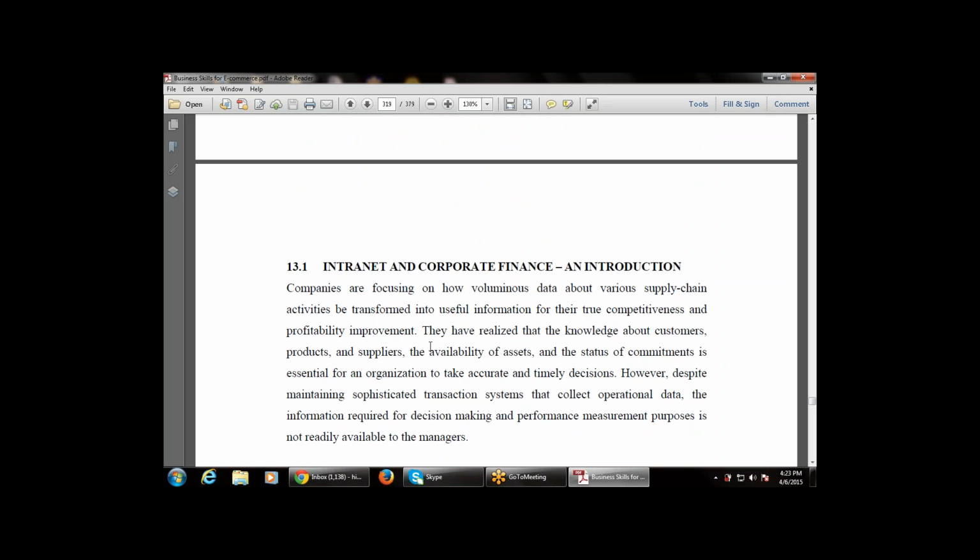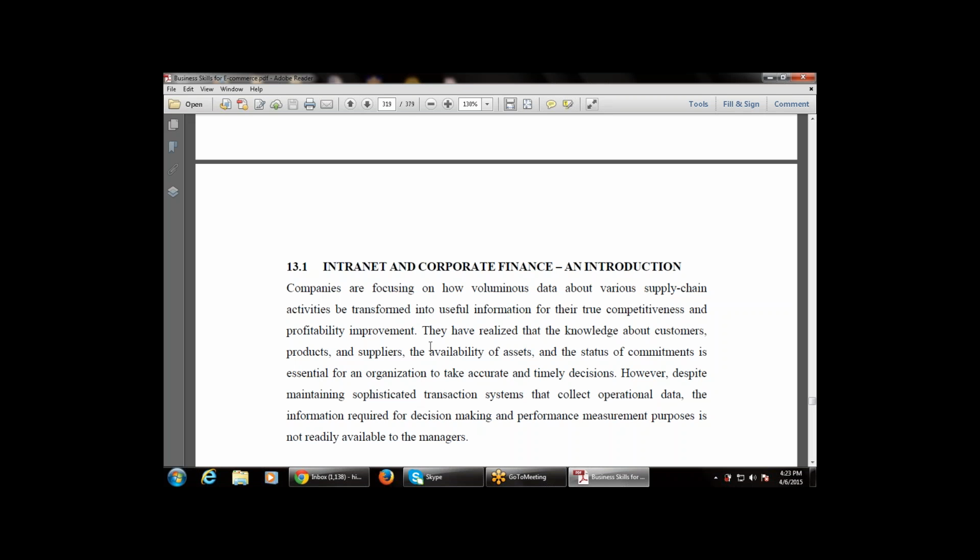So companies are mostly focused on the data about supply chain activity, that is, the activities available in the supply chain, which is to be transformed into useful information for their true competitiveness and profitability improvement, that is, how to improve profits.